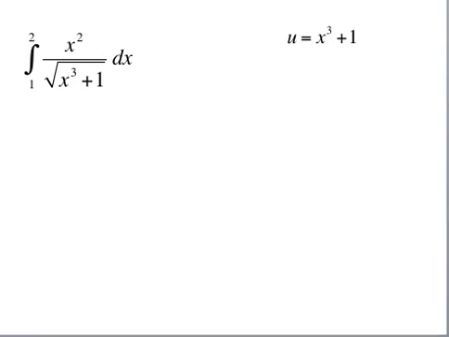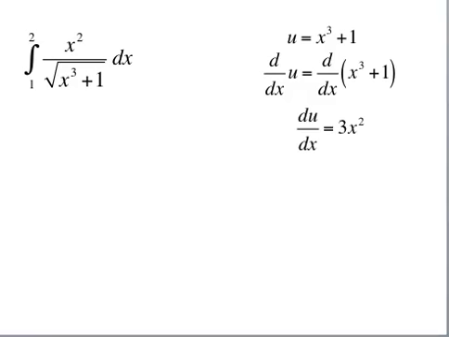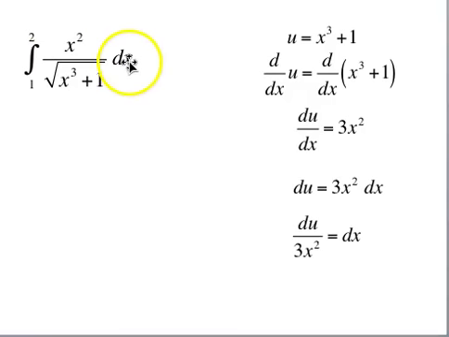So letting u be x cubed plus 1, the derivative with respect to x of u is the derivative with respect to x of x cubed plus 1. So du dx is 3x squared. And with my process, I'd like to solve for dx. So du is 3x squared dx. du divided by 3x squared is dx. That's how that's going to sub out. And notice the x squared will cancel that x squared. Root of x cubed plus 1 will become root u, and then we have to worry about the endpoints. So how do I change x equals 1 and x equals 2 to values for u?